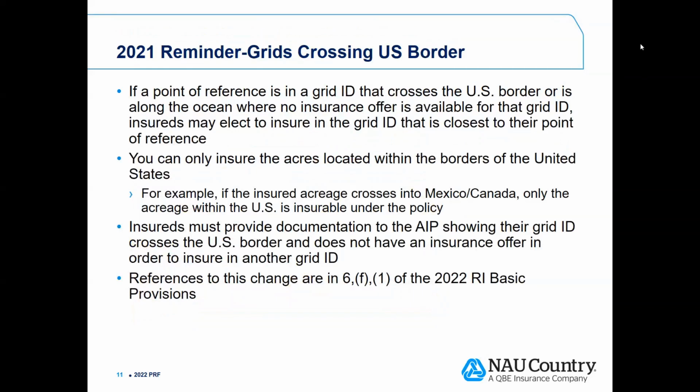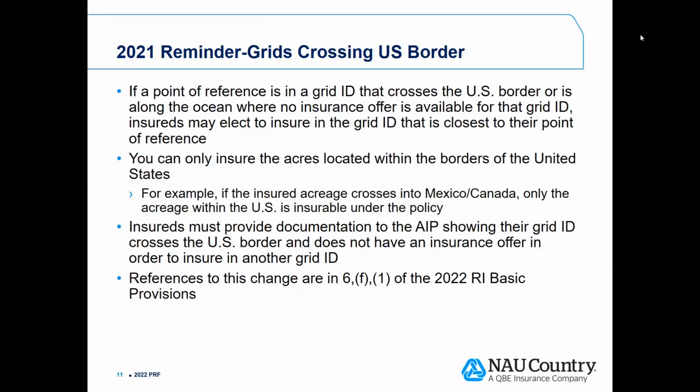This was something that came out last year. If you're right up next to the ocean or Mexico or Canada, and you're writing a PRF policy, if your grid crosses over the border or crosses out into the water, you would need to come in and use a grid that touches it, but is entirely in the U.S. Like I said, we cannot insure ground that isn't in the United States. That's really what it's saying.